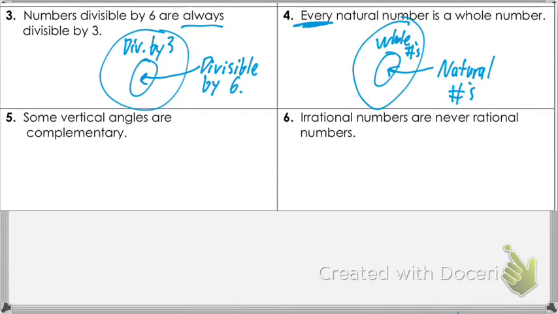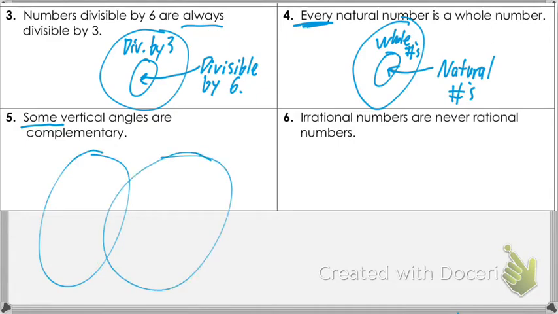Number 5, some, once again that's the key word, some vertical angles are complementary. It means we're going to have an overlap here. So one of these we'd be talking about the vertical angles, and then we're talking about complementary angles. So there is a time when they can be both, and it's when the vertical angles are 45 degrees and 45 degrees, so they add up to 90, which means they're complementary.